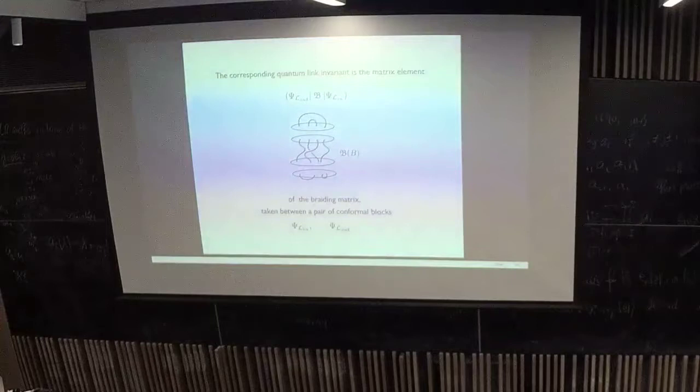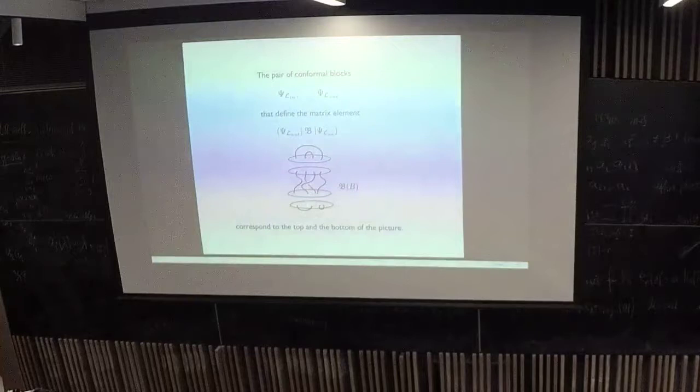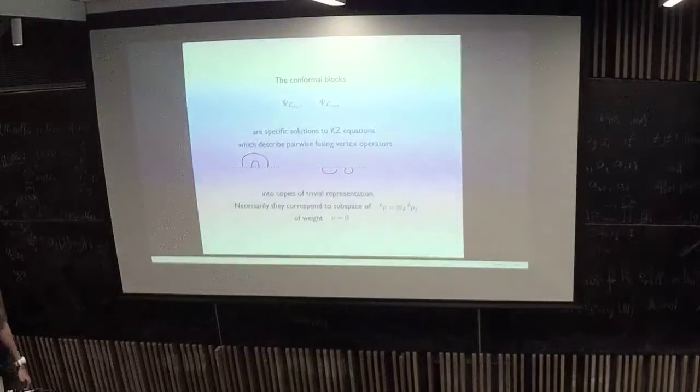So the conformal blocks, in the way I'm writing it, time runs vertically, and they correspond to the top and the bottom of the picture. And obviously, you want to get an invariant of a link. You want to choose specific conformal blocks. In other words, specific solutions of the Knizhnik-Zamolodchikov equation that describe pairwise fusing of vertex operators into copies of trivial representations. So, if you really want to close knots and links, you want to restrict to the subspace of the representation space of weight zero.